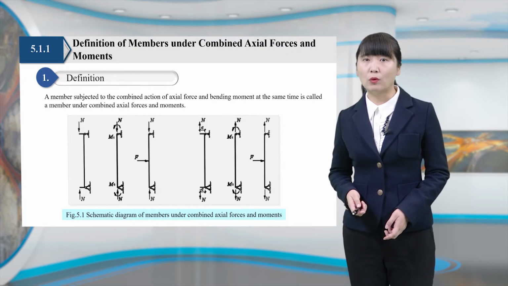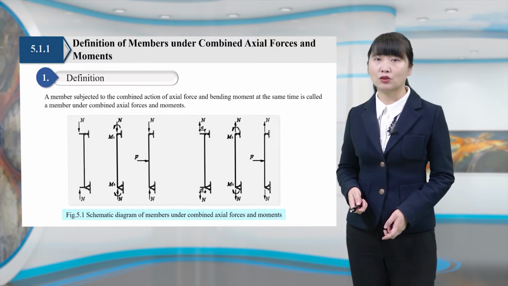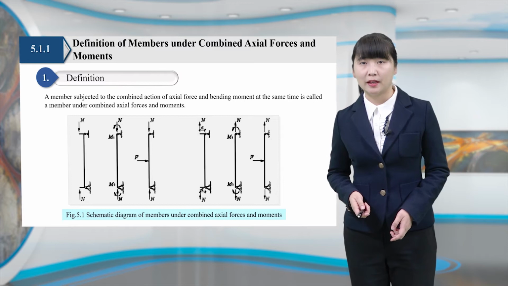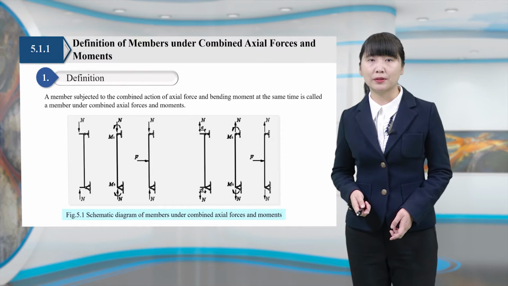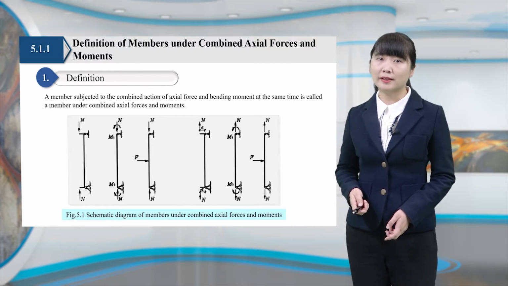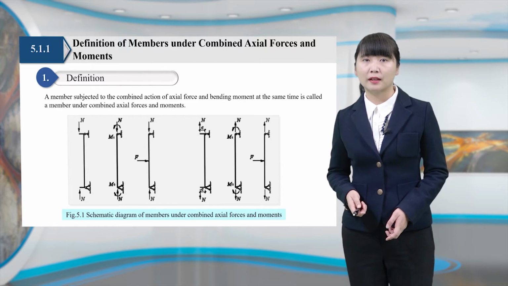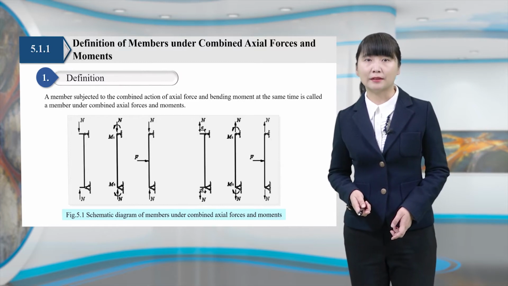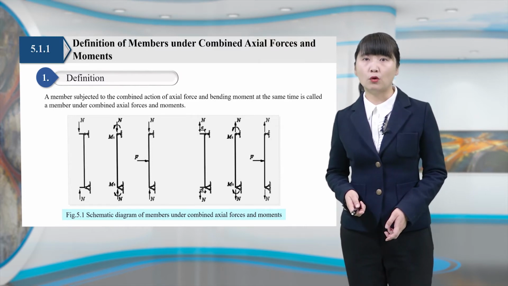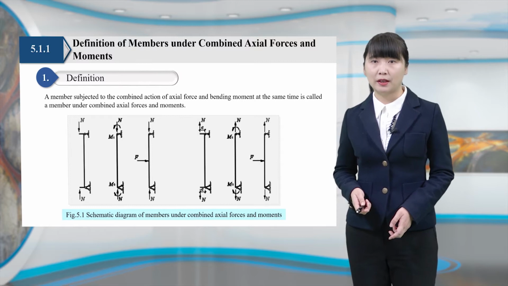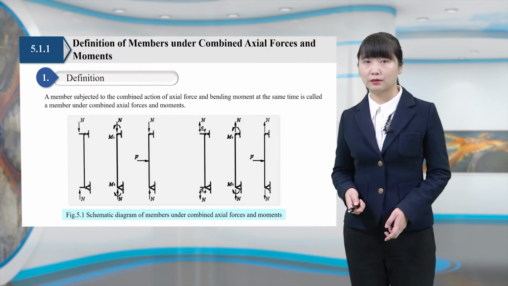Figure 5.1 is a schematic diagram of members under combined axial forces and moments. In this figure, we can see that the bending moment of members under combined axial forces and moments can be caused by the eccentric force, the end bending moment, and the transverse load. When an eccentric force causes the bending moment, it is also called a member under eccentric load.